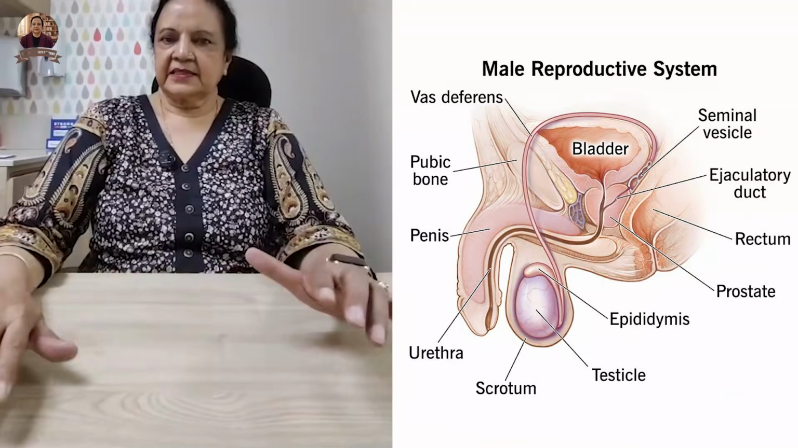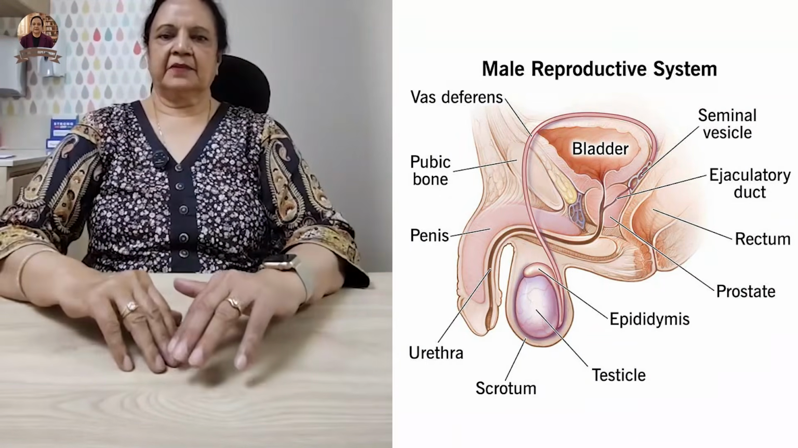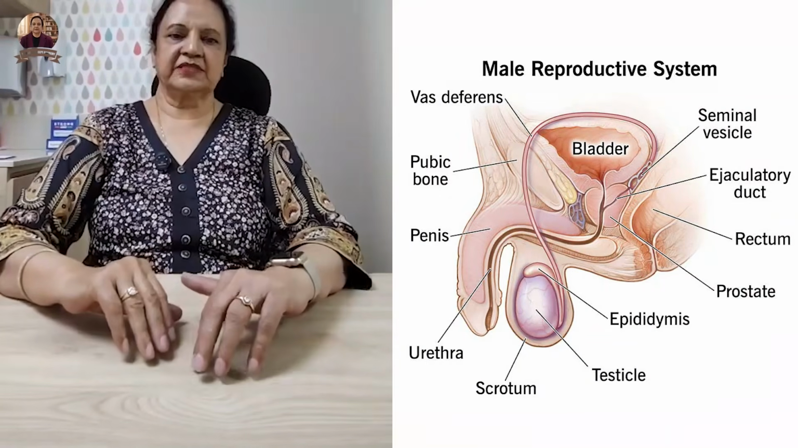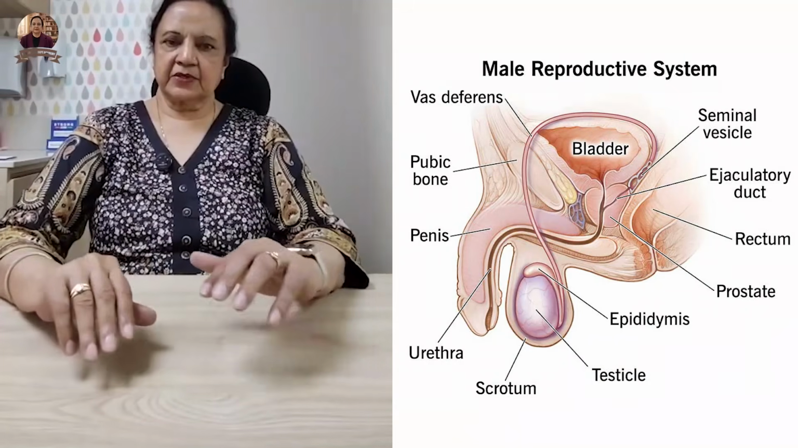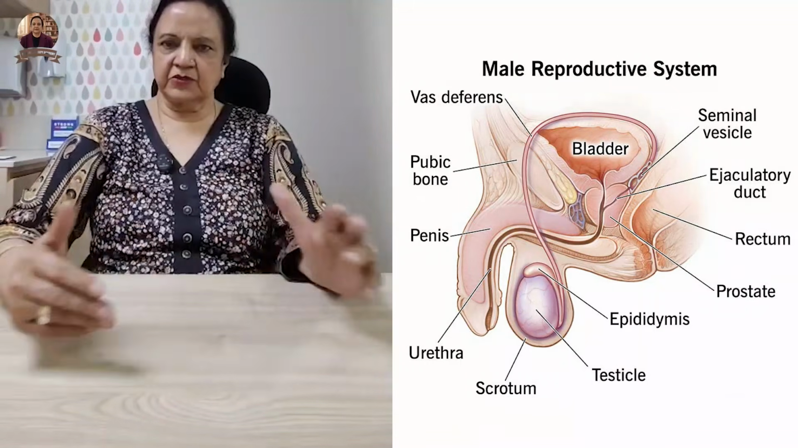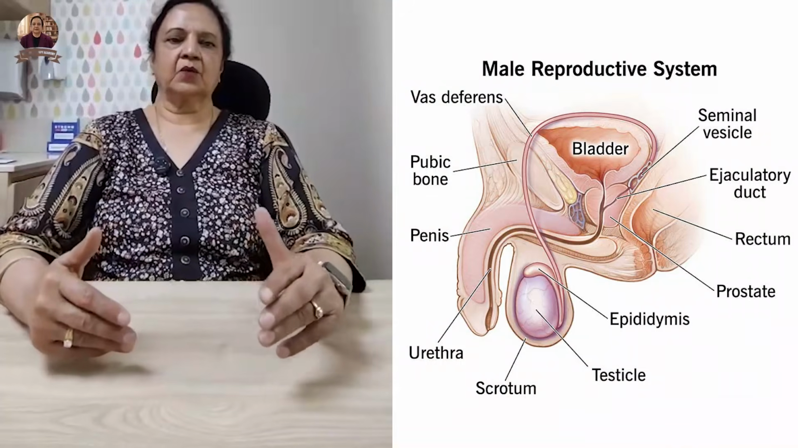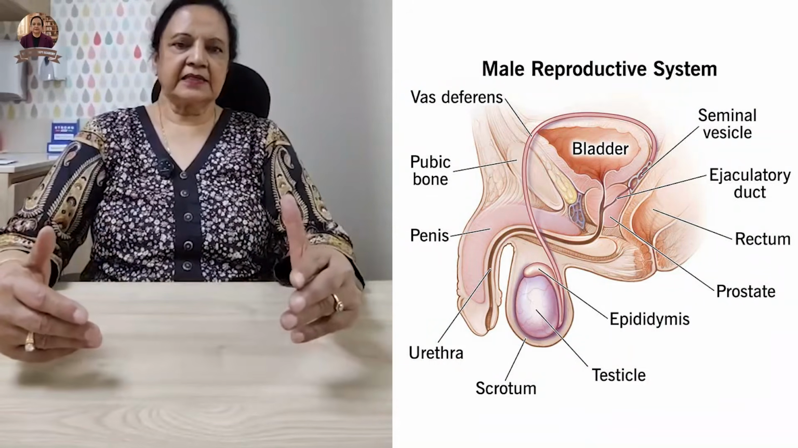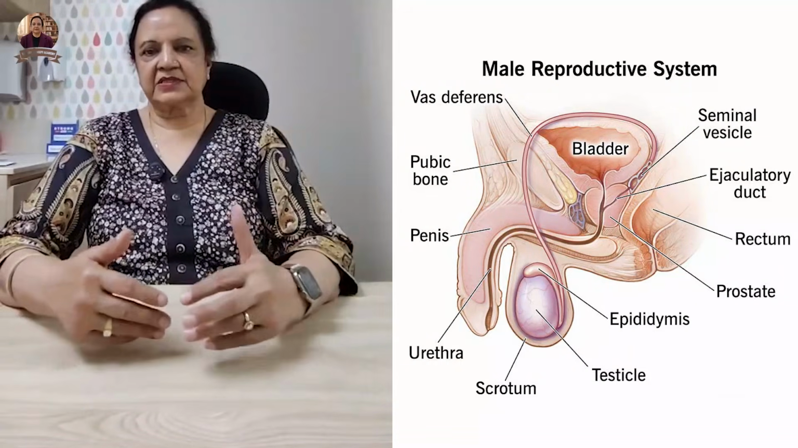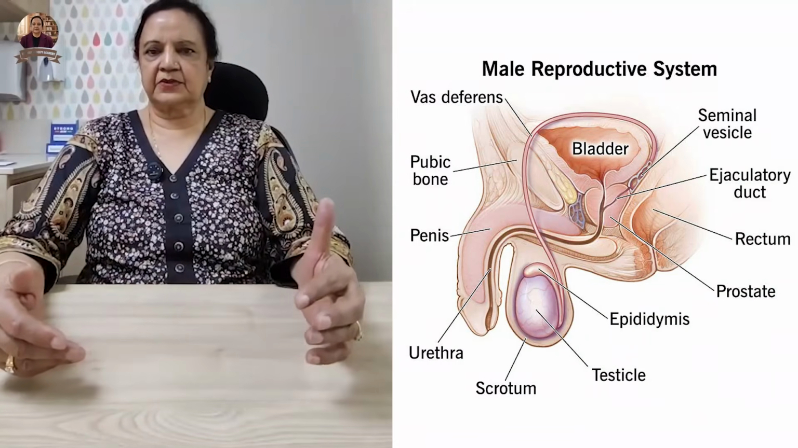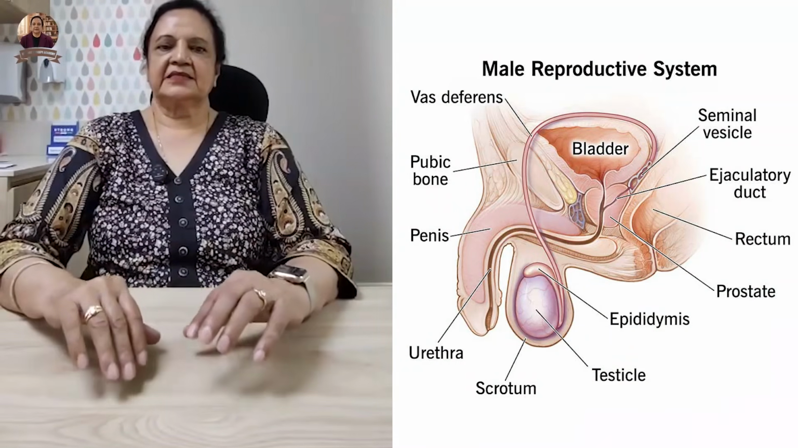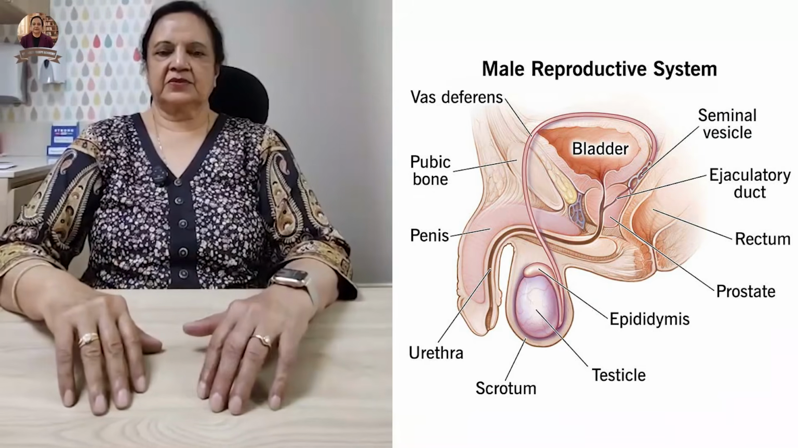Now let us understand the formation of the female gamete, a process called oogenesis. It is the process of formation and maturation of the ovum in the ovaries. Unlike spermatogenesis, which is a continuous process, oogenesis is a discontinuous process. Remember that.